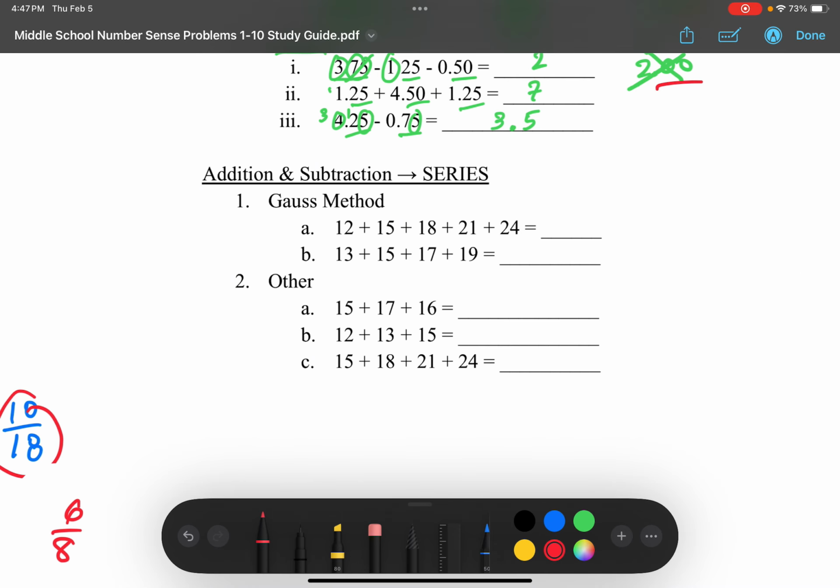All right, the last one for addition and subtraction that I've seen in the number sense test for UIL for middle school is the series ones. Whenever you have a series of numbers that you're adding. Now, I'm going to start with this one where it says other.